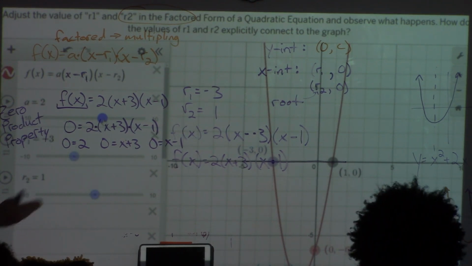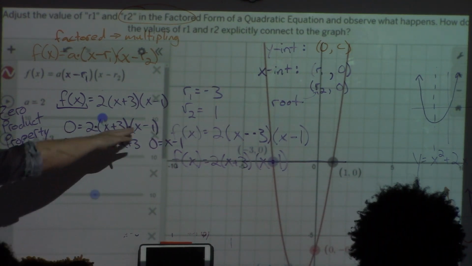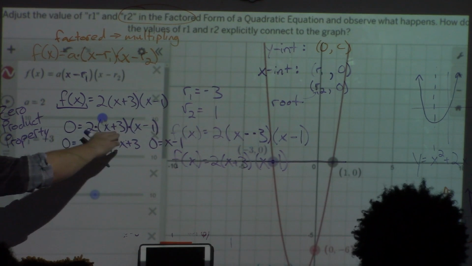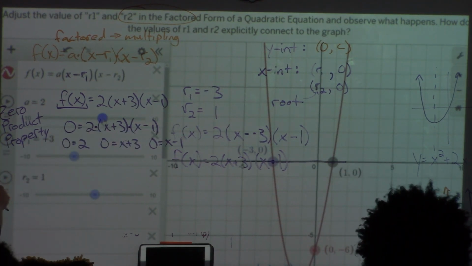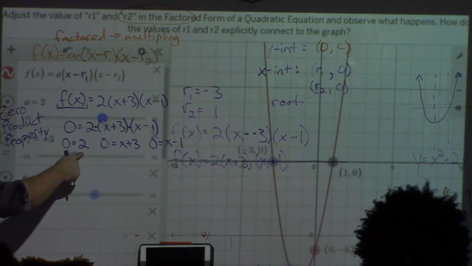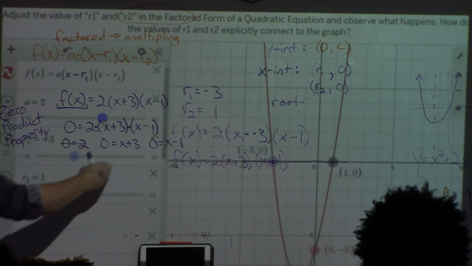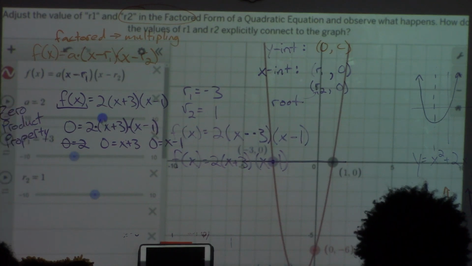Now which of these equations cannot be? Remember, I've got a product, right? So each factor is set equal to 0. Can 0 equal 2? No. So do I actually need that piece? No. But right here, I need y'all to pay attention to this.